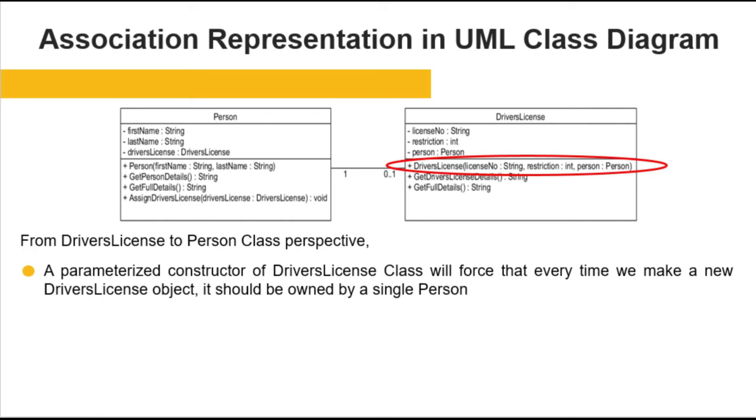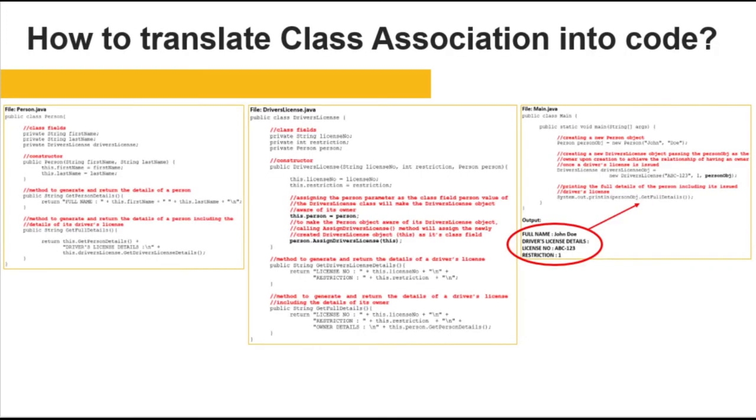Forcing to assign a person object when creating a driver's license object will simulate the real world scenario. So how to translate class association using the UML class diagram into the actual code? As you can see here in the given slide, in main.java, we first created a person object that will serve as the person applying for a driver's license. By calling the constructor of the person class, we are able to assign the first name and last name of the person object. After creating the person object, a driver's license object is created.